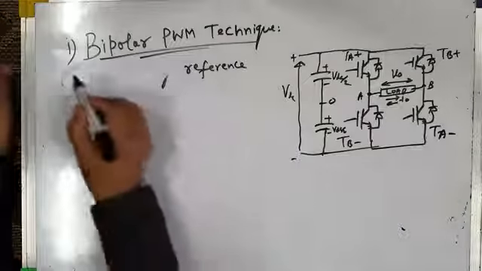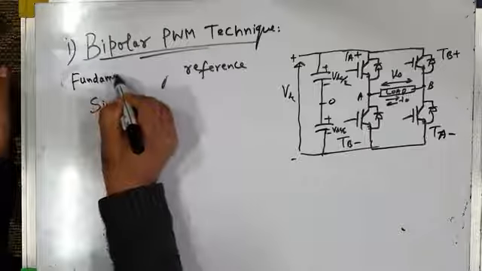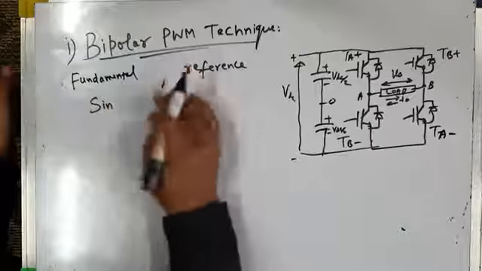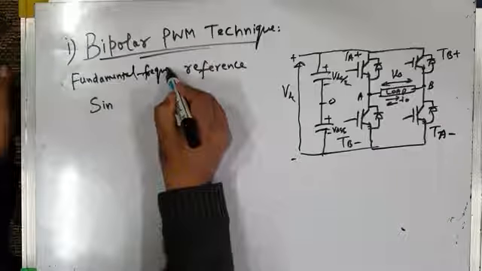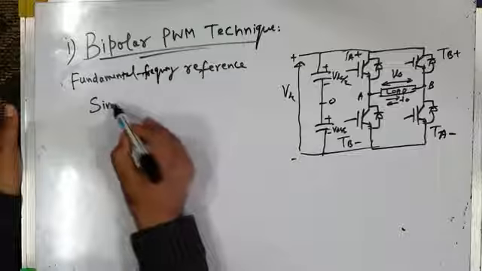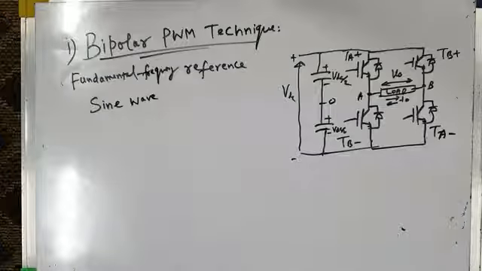We have a low frequency or fundamental frequency. Fundamental frequency means low frequency reference sine wave. This fundamental frequency or low frequency reference sine wave is compared in a comparator with a high frequency triangular carrier wave.